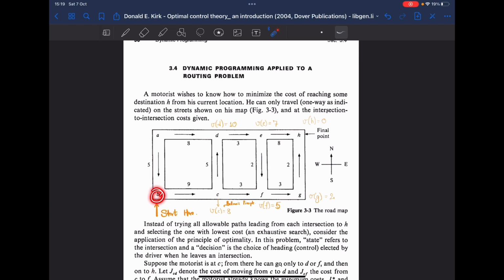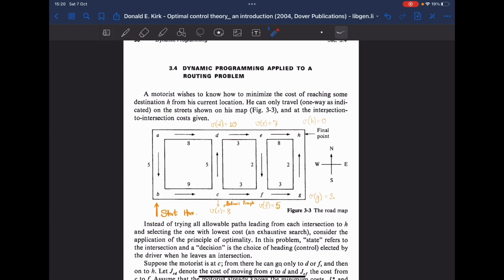We have to reach from point B to point H. And we can reach there using several routes. So we can take different ways to reach this destination. And we need to optimize over these paths in such a way that the cost to the destination is minimized.